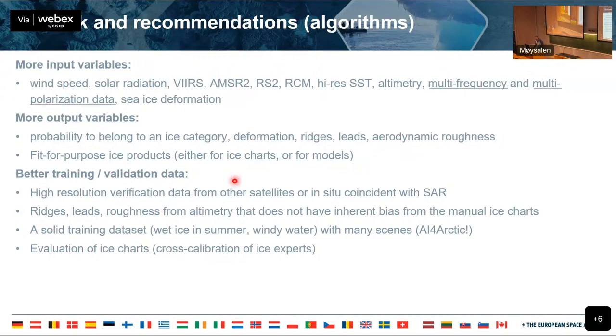Then it's recommended to improve training and validation data. So we need to use satellite and in situ data which are coincident with SAR. So we need to plan our in situ campaigns better. We can use data from altimeters on ridges and leads that don't have the bias from the ice charts.